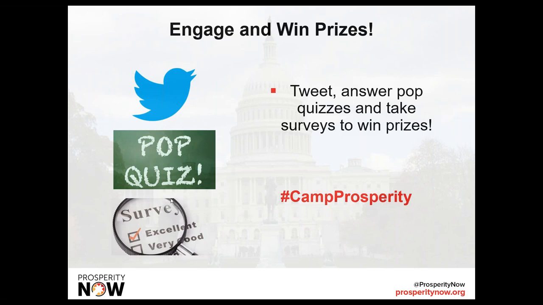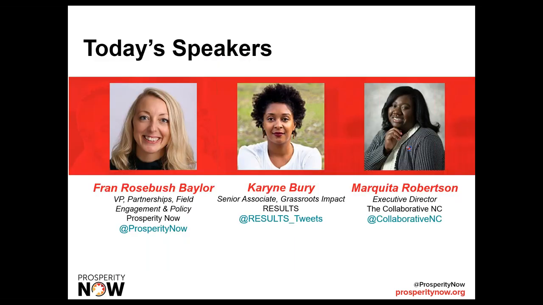And so joining us today as our speakers, we have Prosperity Now's very own Fran Rosebush-Baylor, who serves as our Vice President for Partnerships, Field Engagement, and Policy. Karen Burry, who is the Senior Associate for Grassroots Impact at Results. And Marquita Robertson, who is the Executive Director of the Collaborative North Carolina, who is a Prosperity Now community champion. We are really grateful that these three speakers could lend their time and expertise today to talk about grassroots partnerships and allyships.